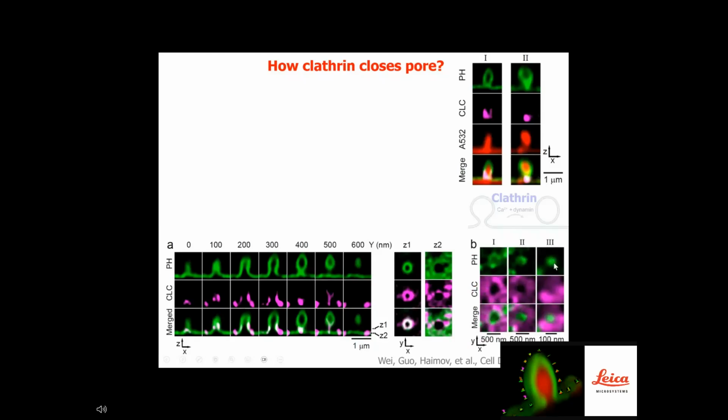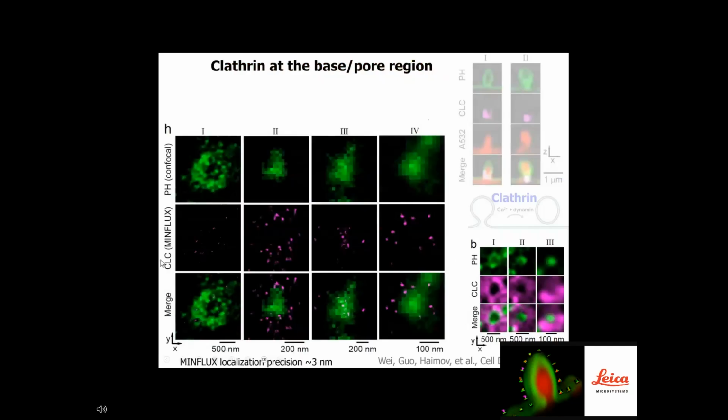Some of these pores are very small, so we cannot resolve them with a STED microscope, but we can still see the clathrin surrounds these pores. Now, if we use MINFLUX imaging to resolve single clathrin molecules, we can see the single clathrin molecules clustered together around the pore region. And this appears to be polymerized. Some of these single clathrin molecules are very close to each other.